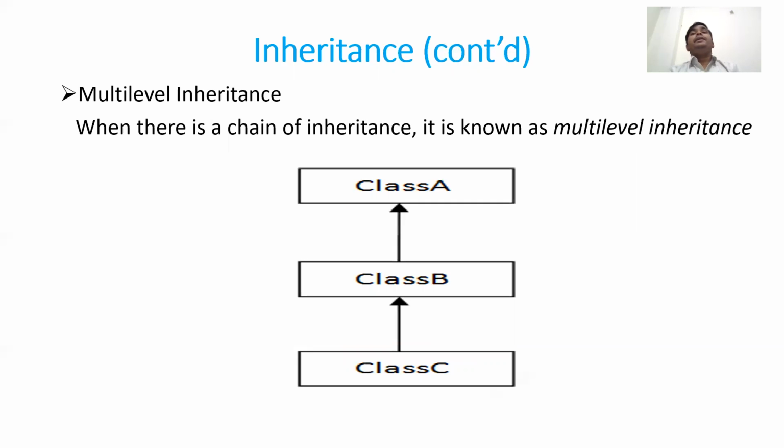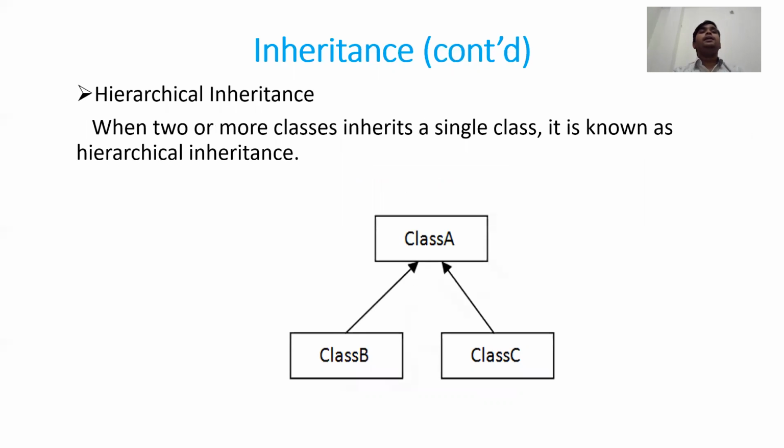Then multi-level inheritance. When there is a chain of inheritance, it is known as multi-level inheritance. Here we can see that class C is the child class of class B, and class B is the child class of class A. That means class C is generated from class B and class B is generated from class A. So overall it is multi-level inheritance. That means class A is the parent class for class B and class B is the parent class for class C.